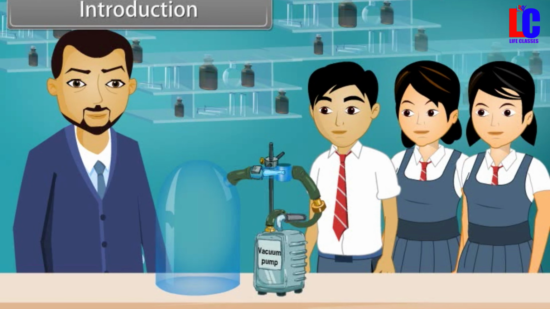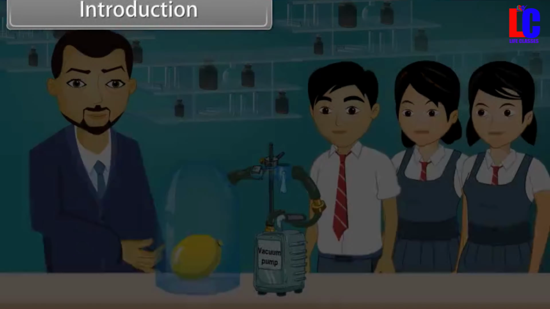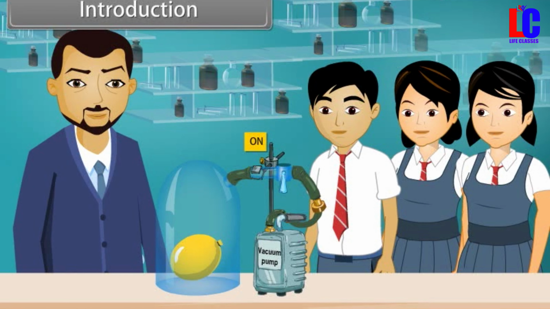Today, a physics teacher is going to perform an experiment in the laboratory in front of students. He took a small balloon and put it in a vacuum jar. Then he switches on the vacuum pump. Suddenly, the balloon starts to expand. After a while, he switches off the pump. Then, the balloon returns to its original state.